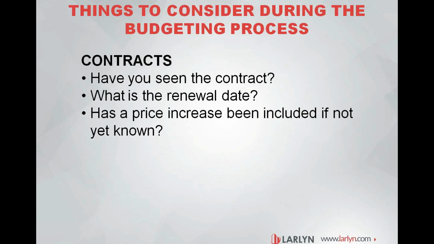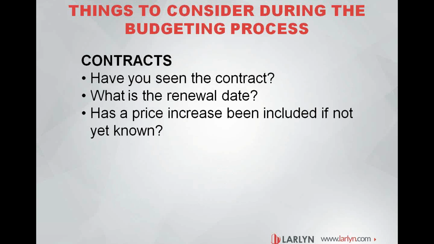The next thing to consider during the budgeting process is contracts. From contracts, that can be a number of things. As noted, it's landscaping or snow removal, or cleaning contracts, or even insurance certificates or renewals. So the thing to ask is, have you seen the contracts for the coming year? If not, do you know what the renewal dates are? Has the price increase been included? Or if not, is it yet known?